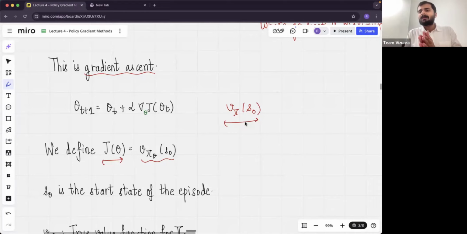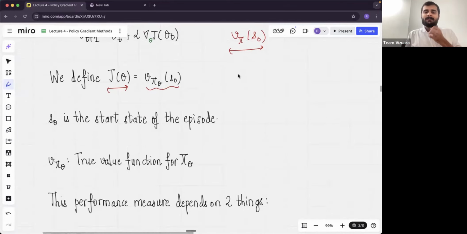And this is nothing but what the value function measures. The definition of the value function is the expected returns which the agent is supposed to accumulate from the initial state to the end of the episode. So that's the reason we define the performance measure by the value function at the start of the episode, which is V pi of S0. So that's great. The performance function is defined.